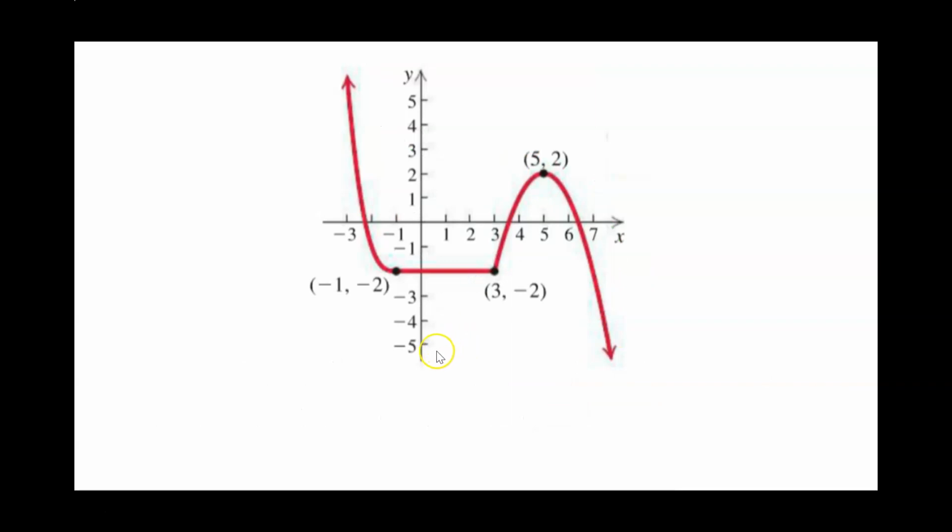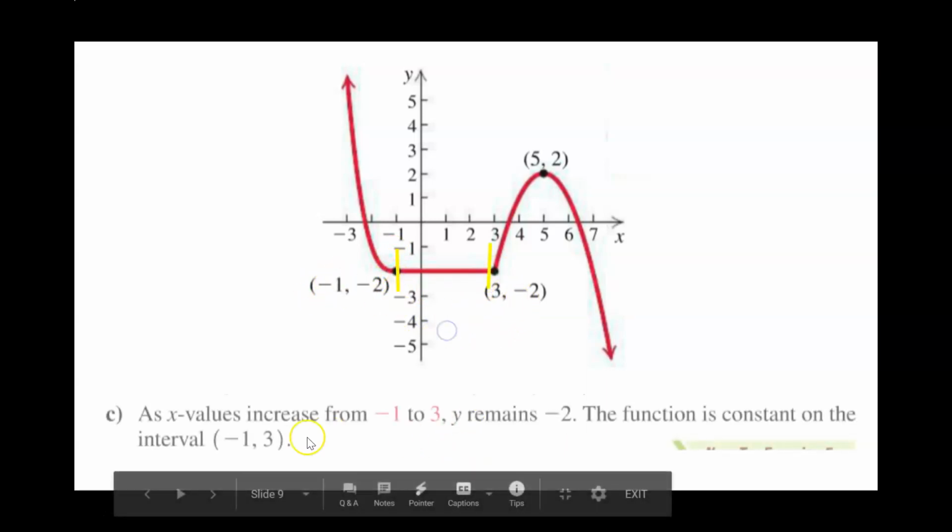Now where is the constant? We have -1 and we have 3. So from -1 to 3 is going to be my constant.